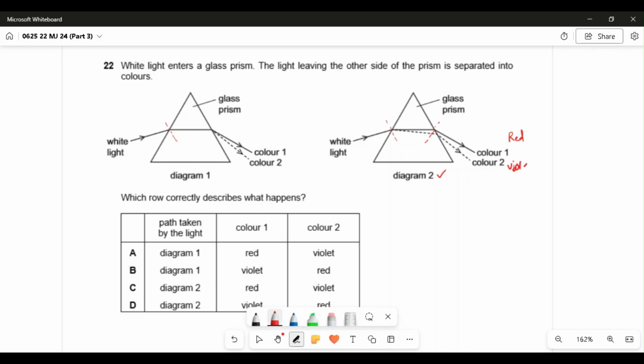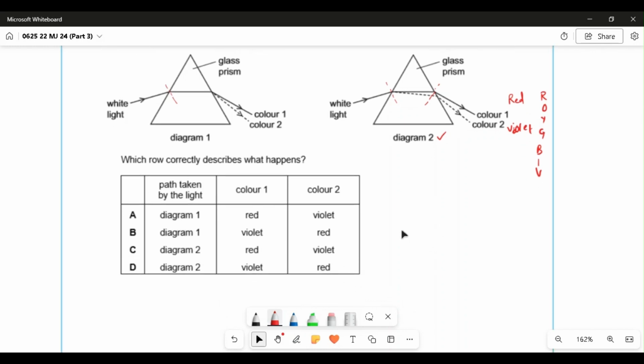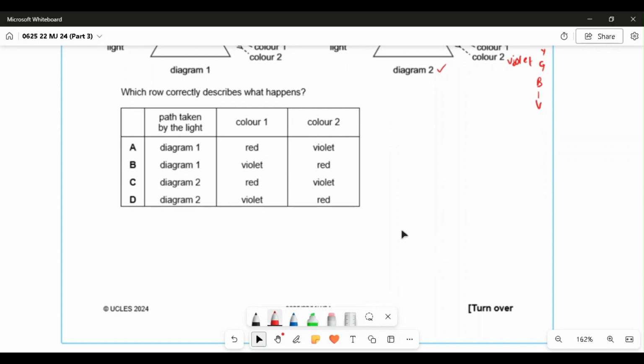because we know that from the color scheme, ROYGBIV. So violet is the last one. So which row correctly describes what happens? The path taken by the light is diagram 2. First one is red, last one is violet. So option C is the correct option.